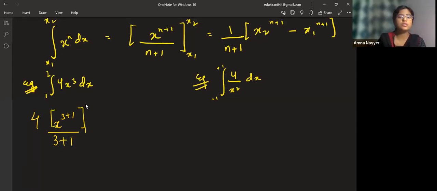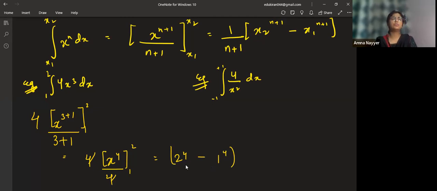Limits 1 to 2. So this becomes 4 x to the power 4 divided by 4, limits from 1 to 2. So 4 gets cancelled. Now, next step is putting the limits in place of x. So first we put 2 in x and then we'll put 1. So 2 to the power 4, then the operation is minus, subtraction, minus 1 to the power 4. So this is your complete answer, 2 to the power 4 minus 1 to the power 4. Now no variable is left.